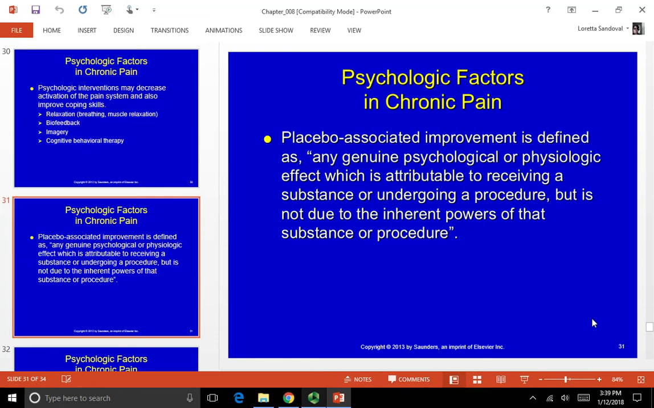Placebo-associated improvement is defined as any genuine psychological or physiological effect which is attributable to receiving a substance or undergoing a procedure but is not due to the inherent powers of that substance or procedure. So if I give you an exercise that just makes you feel better because you're finally doing something, but it doesn't actually have any effect on your pain, it's a placebo. Or if somebody gives you a medication that does the same thing.